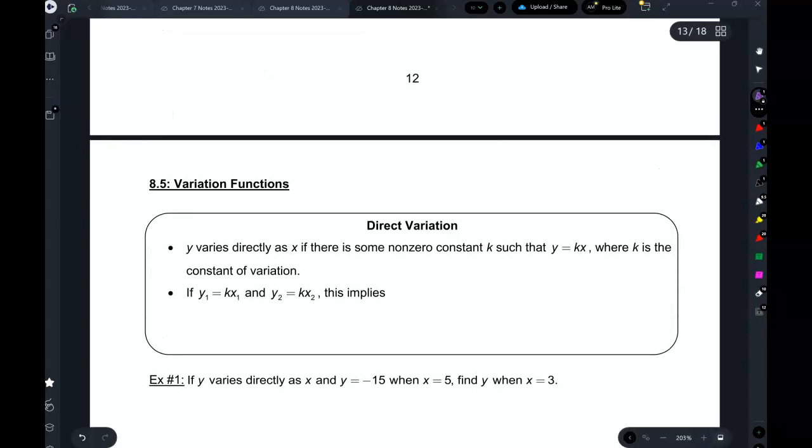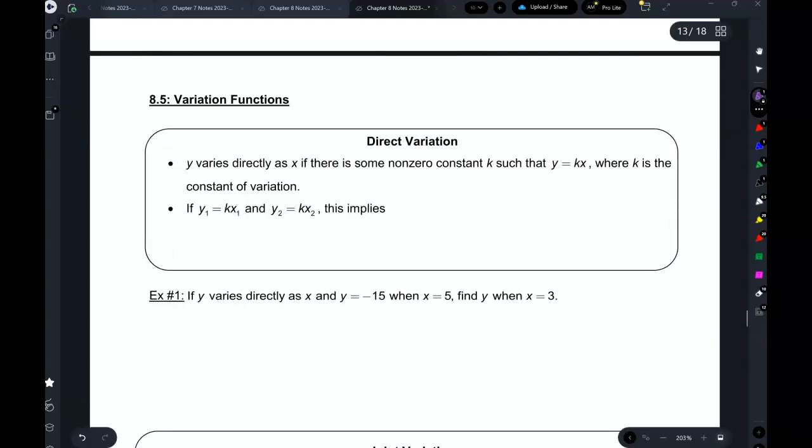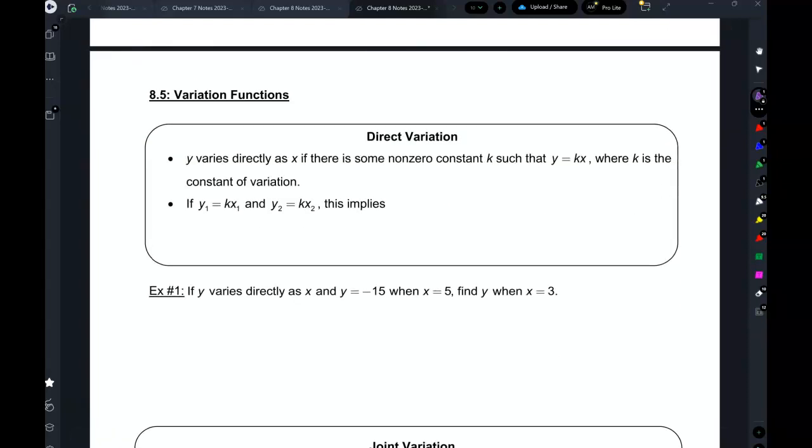All right, let's take a look at section 5. This section is on variation functions. We're going to start talking about direct variation first. Basically, direct variation relates to quantities such that when one increases, the other also increases, or when one decreases, the other also decreases.